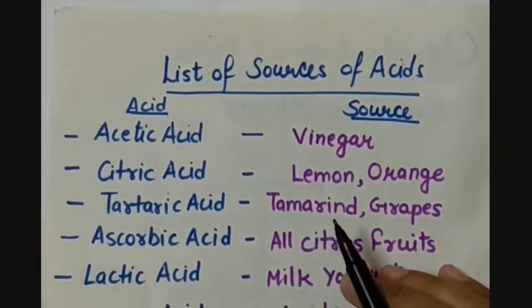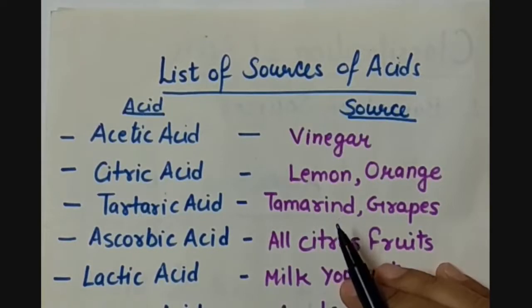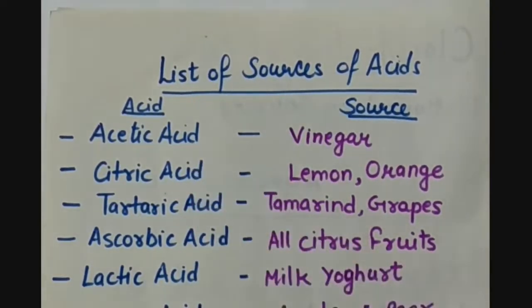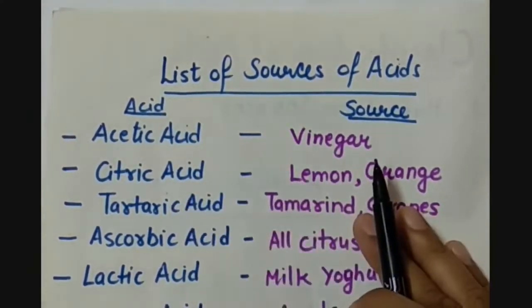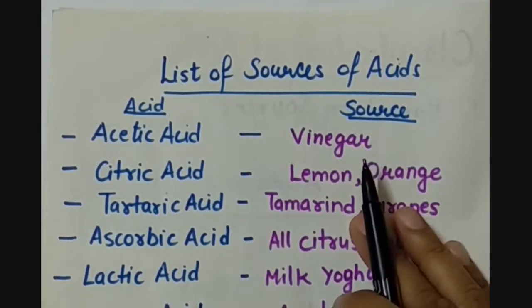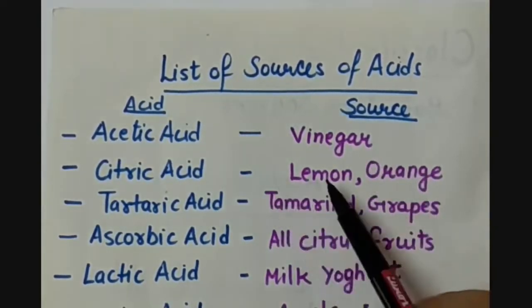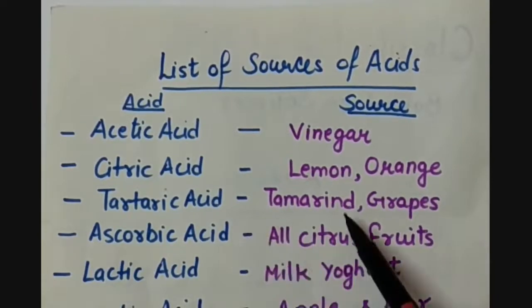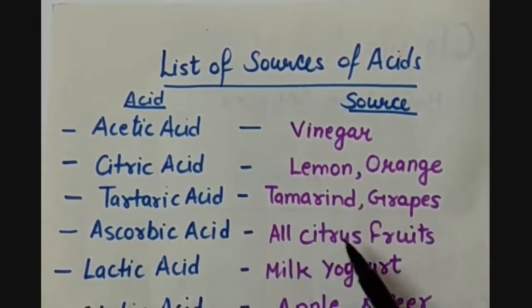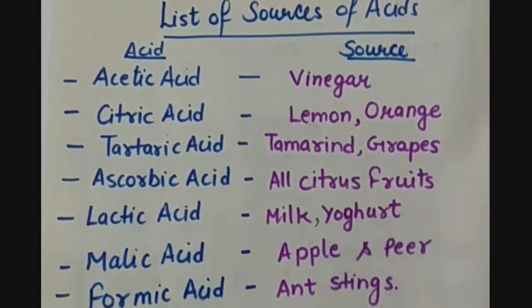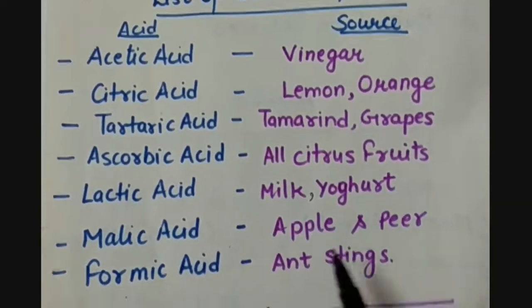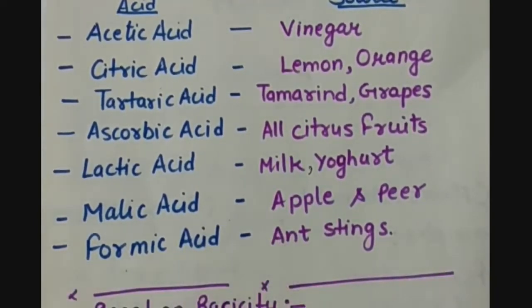Here, let me show you a list of sources of acids, which are all organic acids. So, here we have acids and here we have the source from which we are getting it. So, acetic acid we obtain from vinegar, citric acid from lemon and orange, tartaric acid from tamarind and grapes, ascorbic acid from all citrus fruits, lactic acid from milk and yogurt, malic acid from apple and pear, and formic acid from ant stings. So these were the various sources of various organic acids.